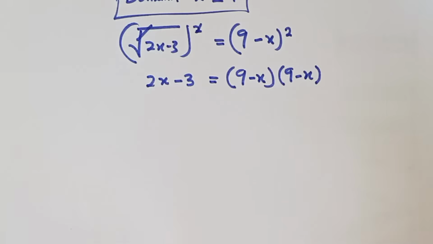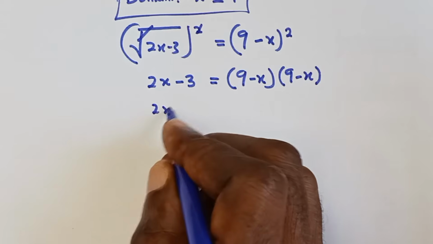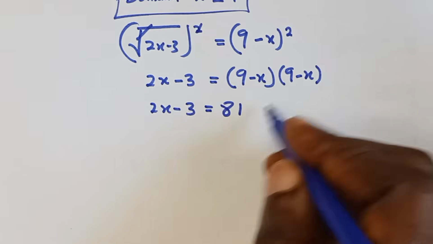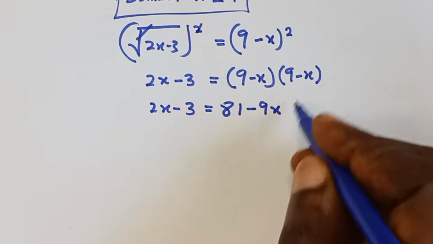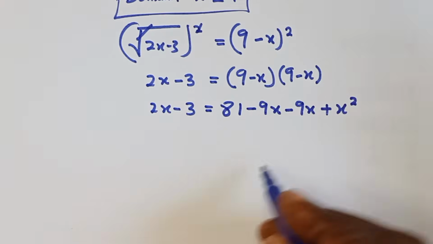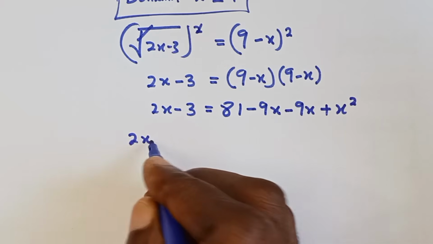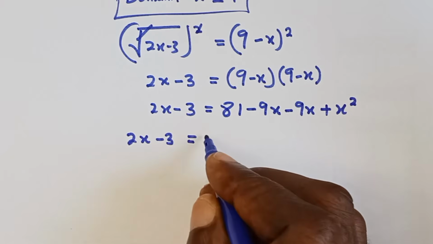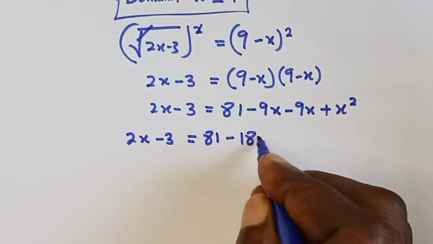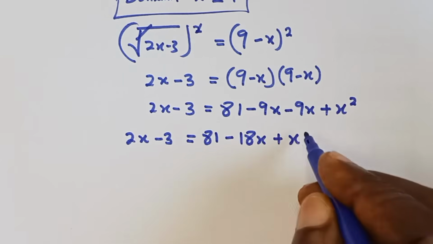All right, so let's expand that. 9 times 9 will give you 81. Then we have minus 9x, minus 9x, and then plus x squared. So from here we have 2x minus 3 equals 81, minus 18x, then plus x squared.